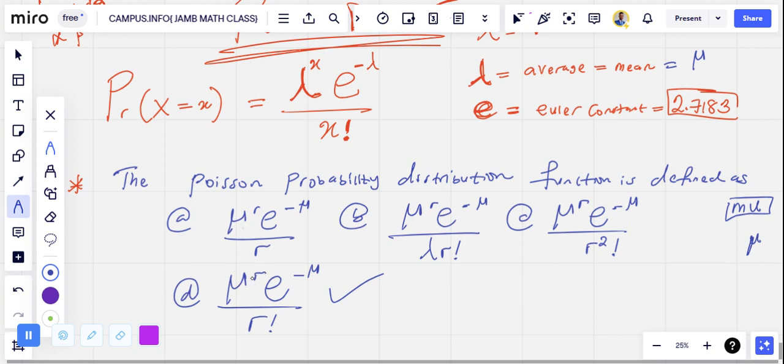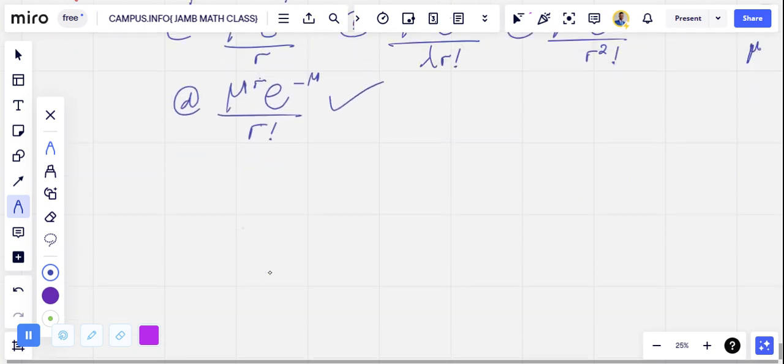Lambda X. Now they did not use X. Well, this is very smart. They know how to finish you. They did not use X. They use R here. R is the outcome you're actually looking for. So this becomes R. This becomes R. You can see that. Then this lambda is now written as mu. This one is written as mu. So option D is correct, guys. I don't want to waste much of our time. Next.